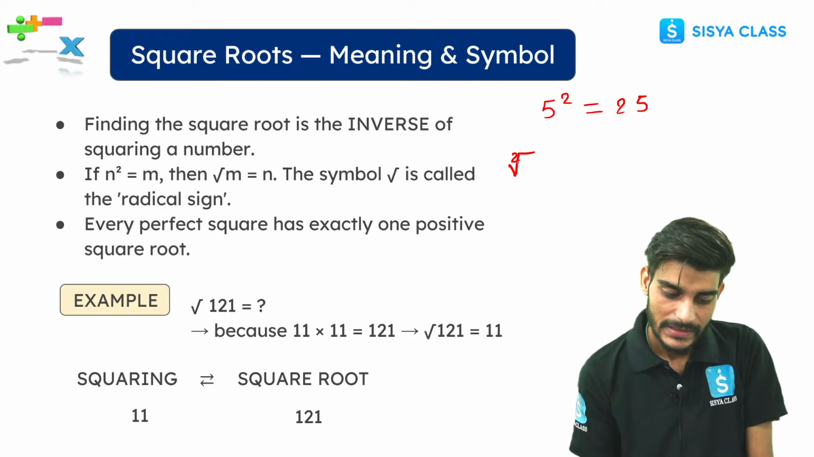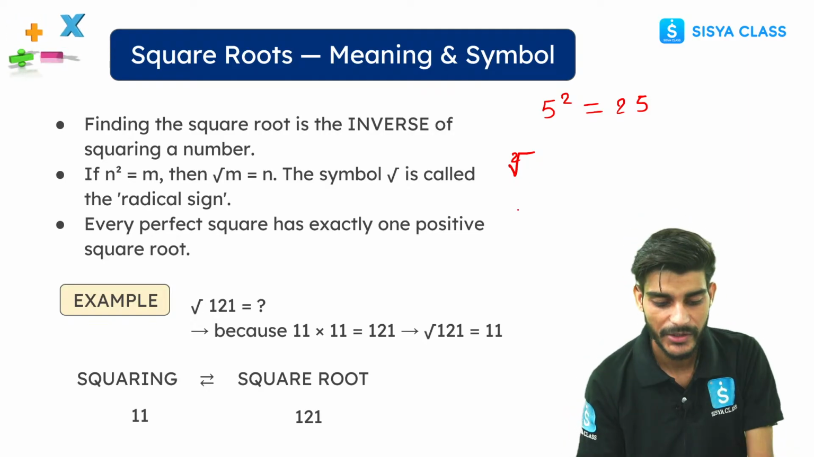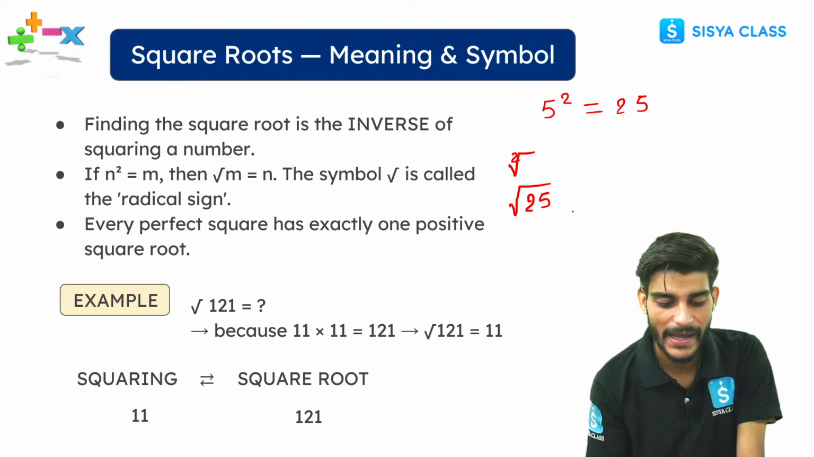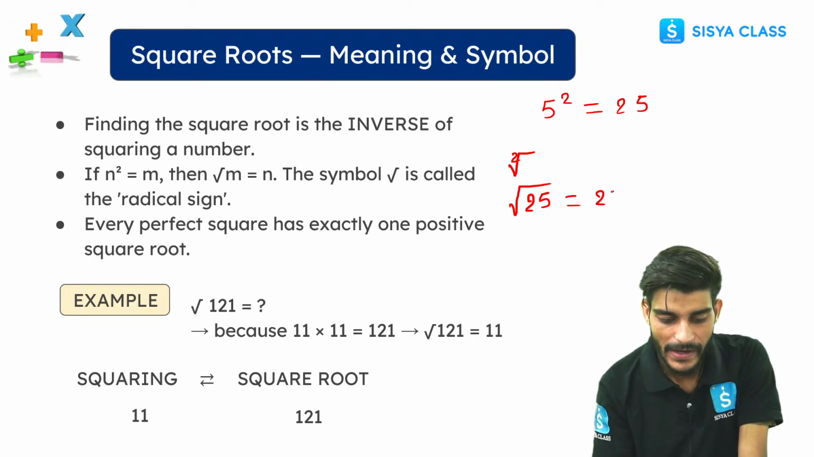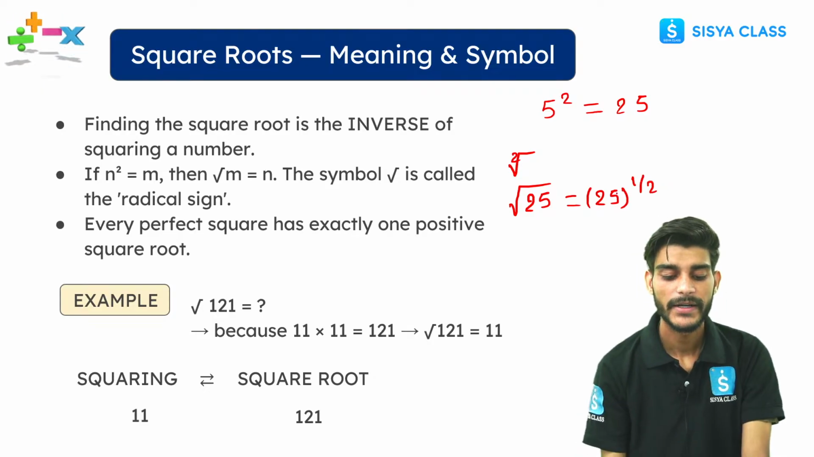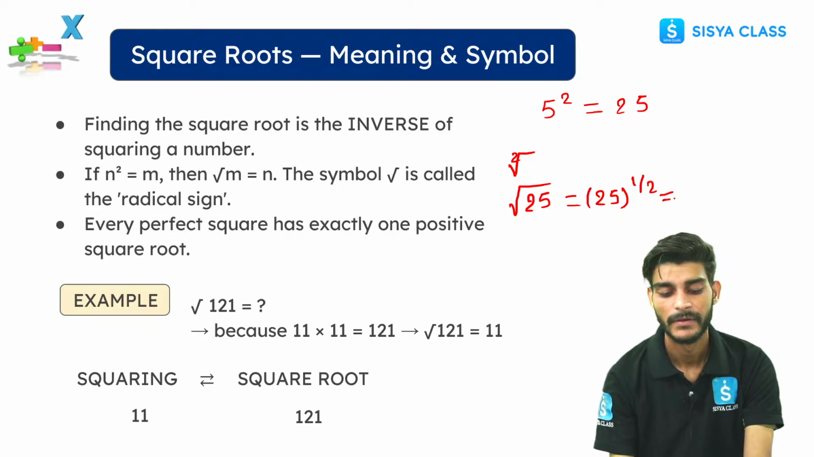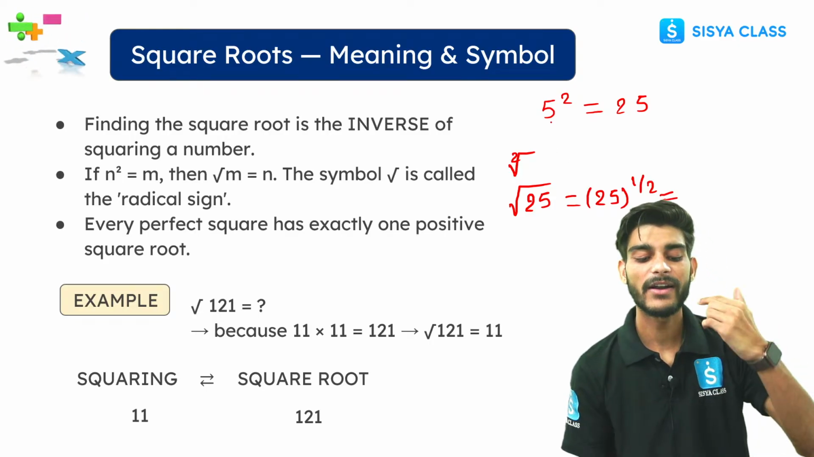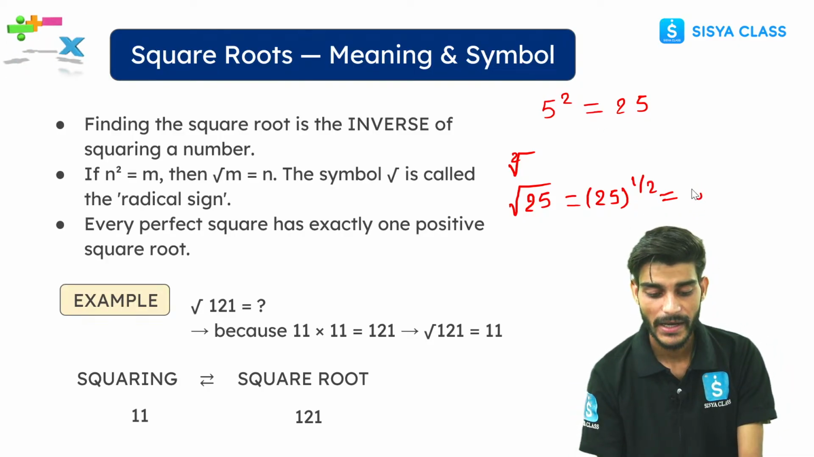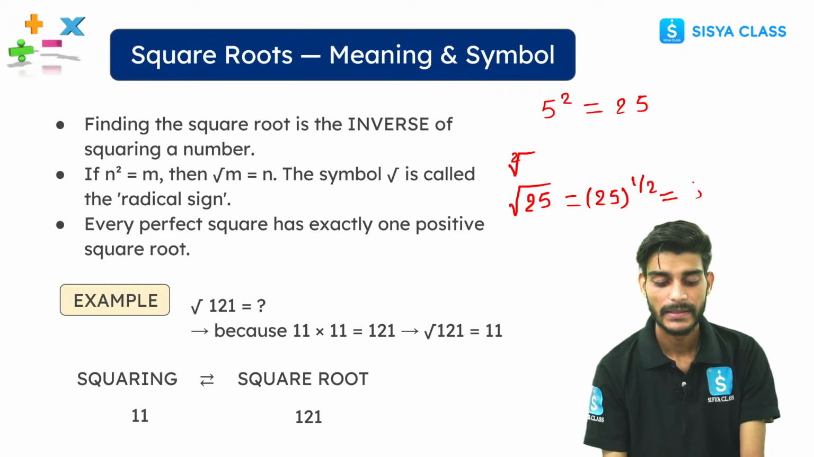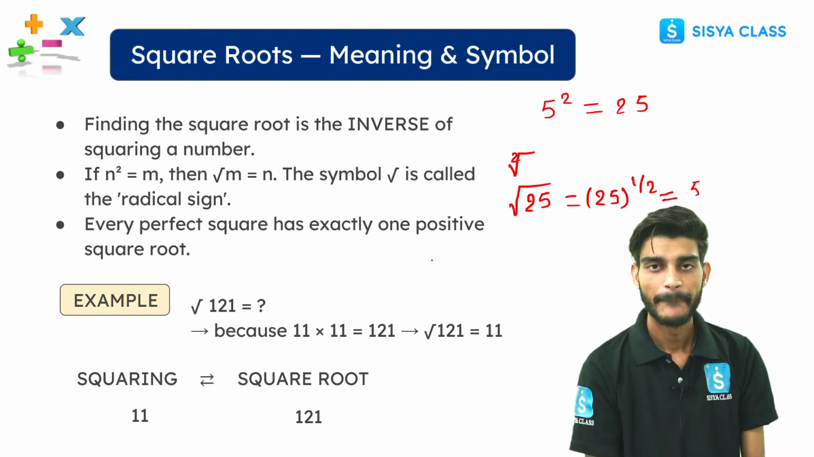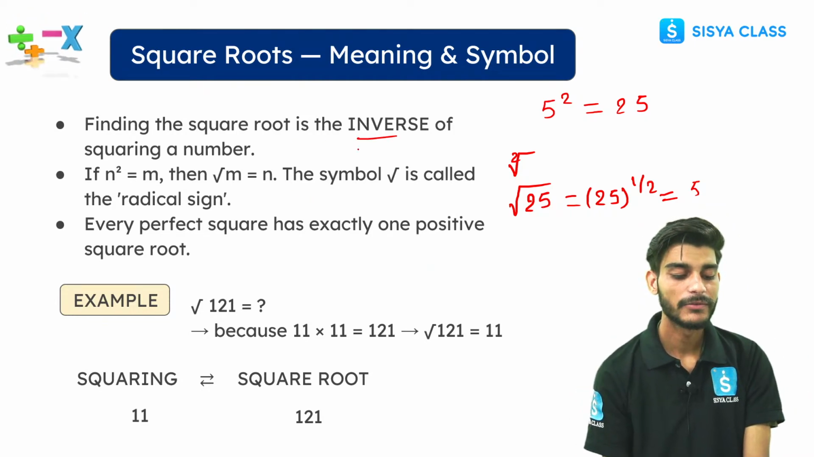The meaning of 2 is, on numbers, the power is 1 by 2. What is the meaning, sir? The power is 1 by 2. Writing square root of 25 or 25 raised to the power 1 by 2 is the same thing. So what is the square root of 25? That is 5. If the square of 5 is 25, the square root of 25 will be 5. That is why I told you that square roots are the reverse process or inverse process of squaring.